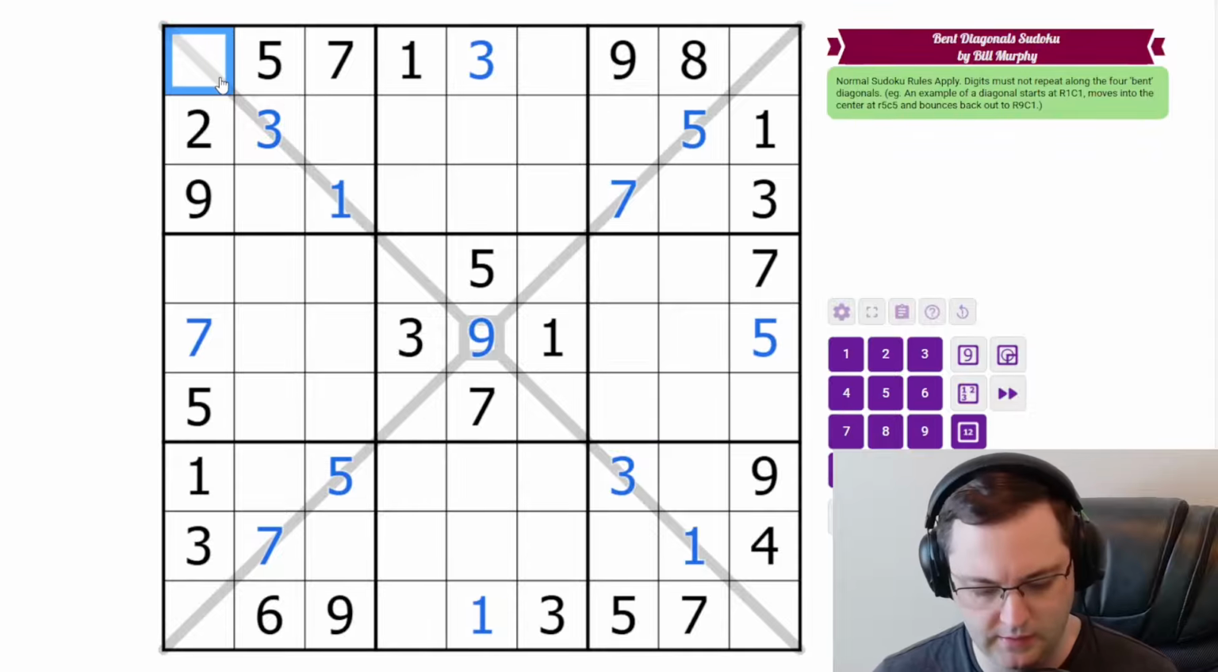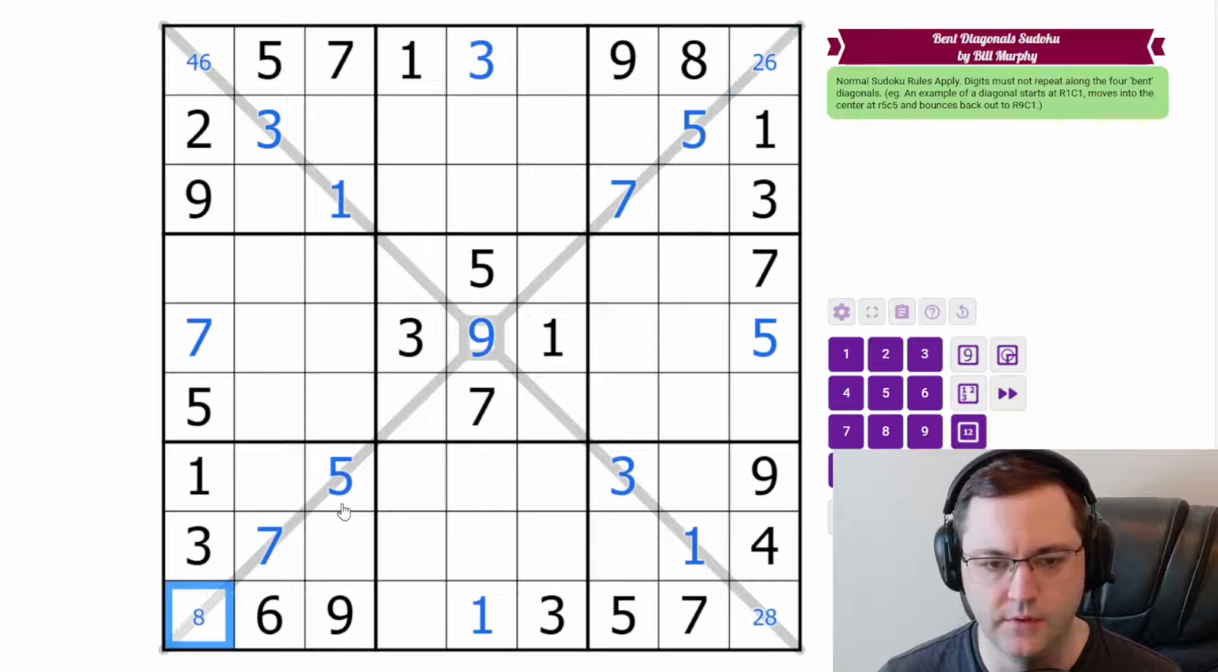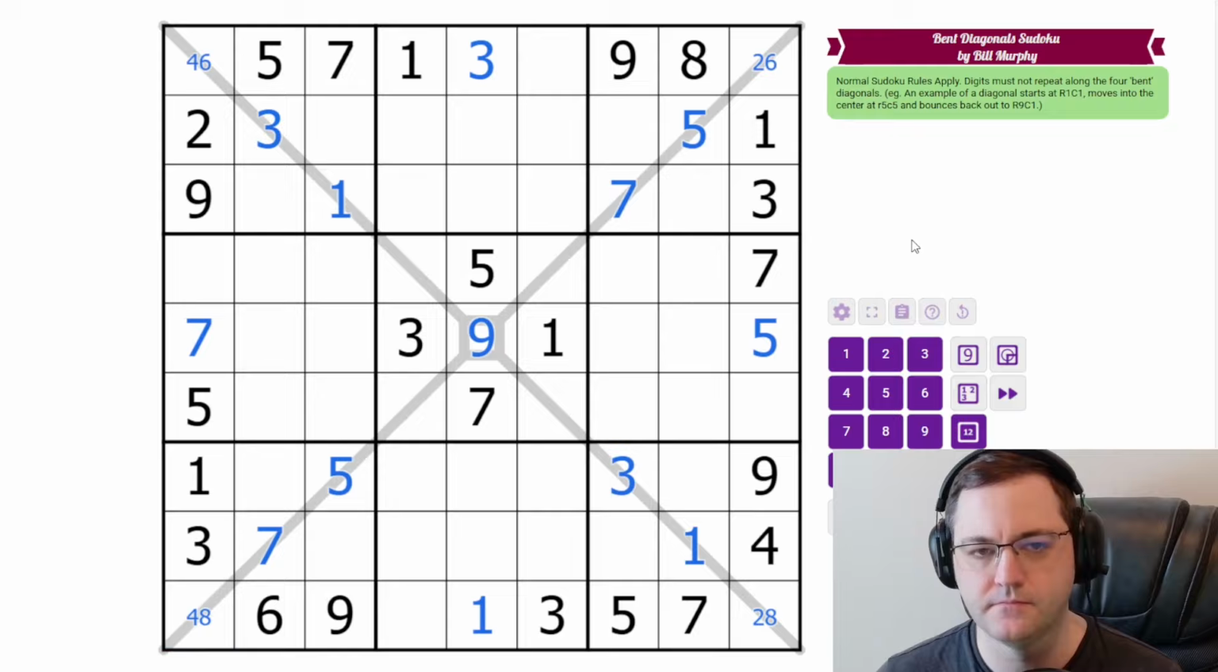This one sees 2 and 8, so this is 4 or 6. This one sees 4 and 8, so it is 2 or 6. This sees 4 and 6, so it's 2 or 8. And this sees 2 and 6, so it is 4 or 8.